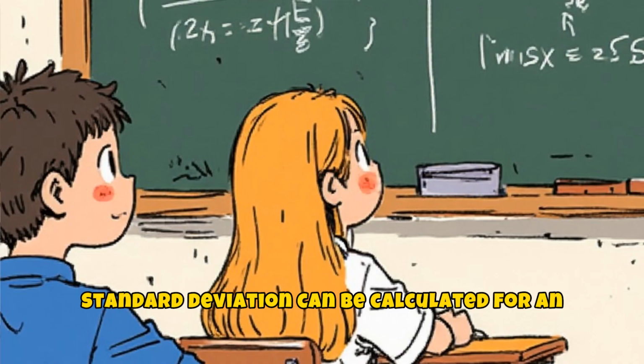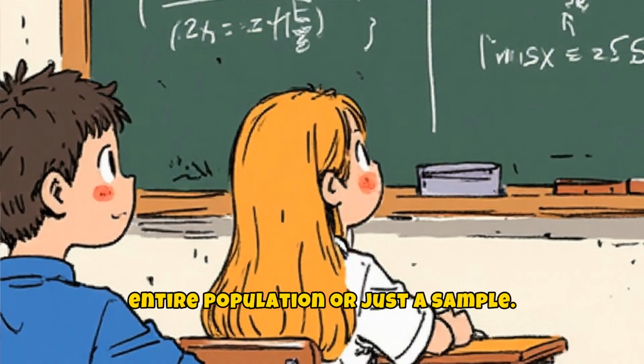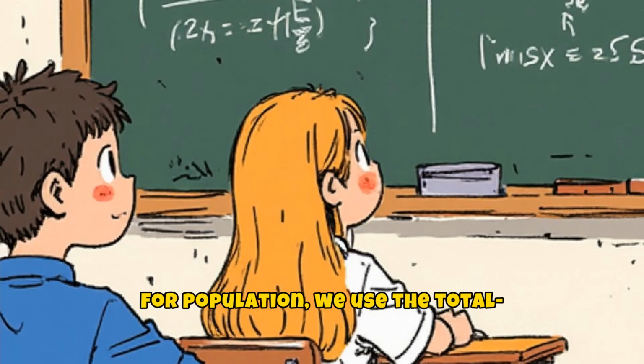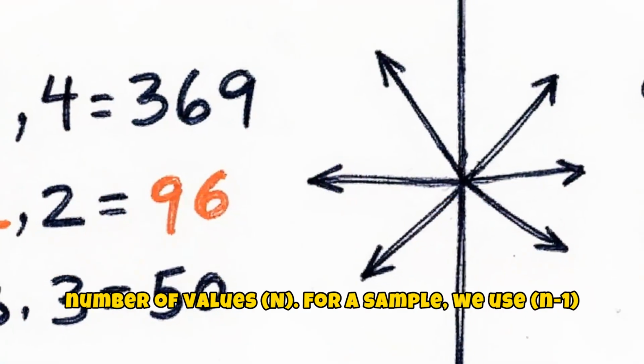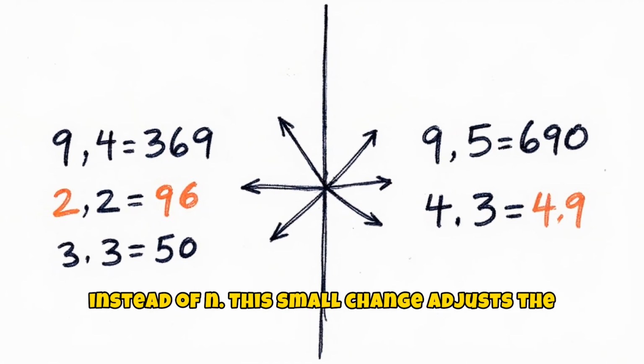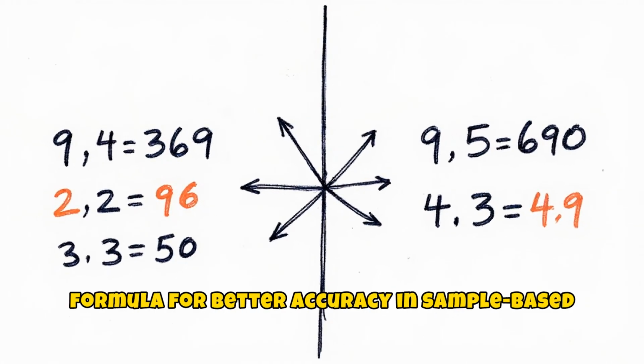Standard deviation can be calculated for an entire population or just a sample. For population, we use the total number of values, n. For a sample, we use n-1 instead of n. This small change adjusts the formula for better accuracy in sample-based studies.